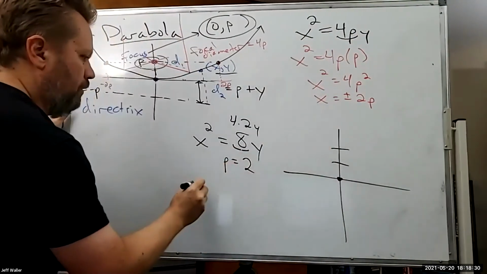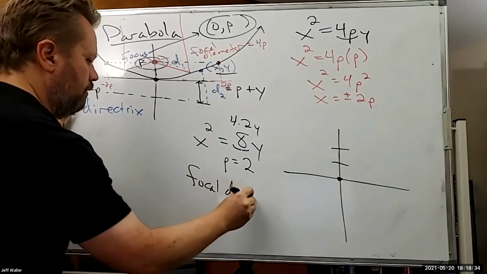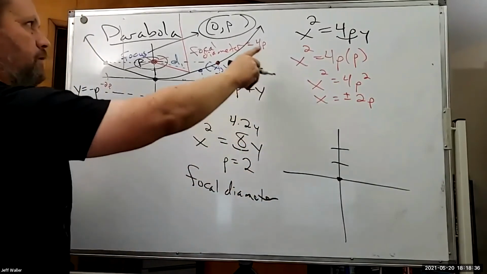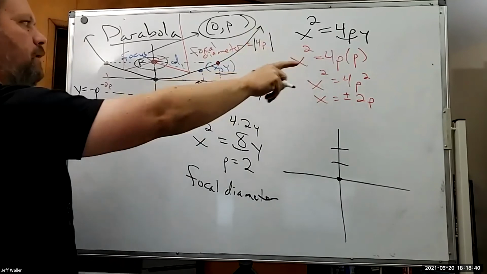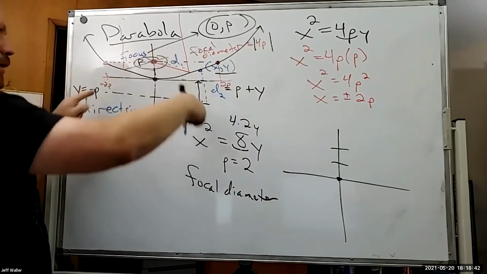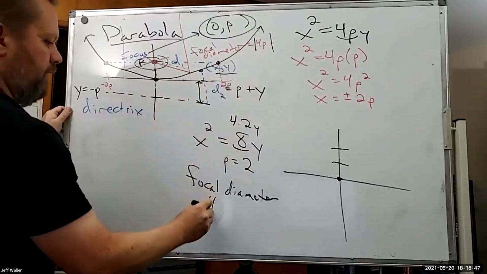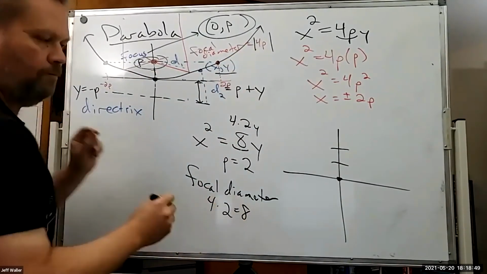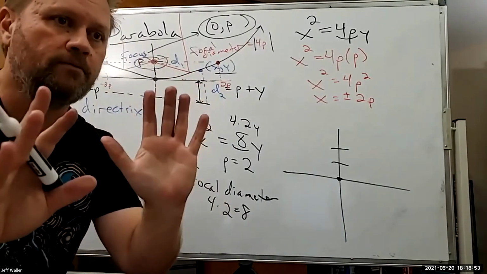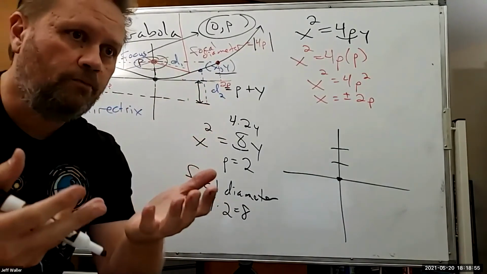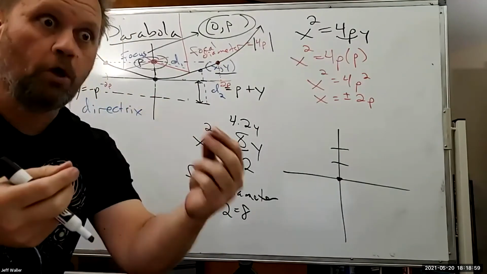Can somebody please tell me what the focal diameter is? I should be able to, because it's right there. And actually, I should put an absolute value on this, because P could be negative, because the parabola could actually be down here. What's the focal diameter? It's going to be 4 times P, so it's 8. If I know P, I know everything. Probably a phrase you never thought you'd hear in college. If you know P, you know everything.